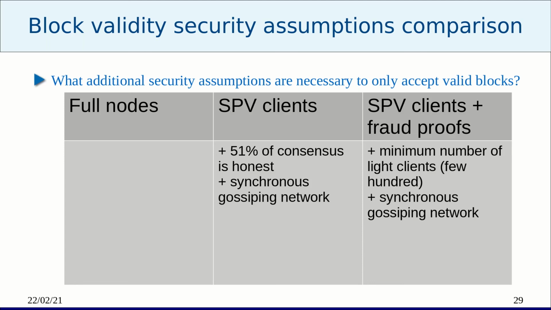Now, if we introduce fraud proofs into the mix and allow light clients to use fraud proofs, then what that effectively does is replace this honest majority assumption for state validity with a much weaker honest minority assumption, an assumption where you need a minimum number of light clients making enough sample requests such that they can collectively reconstruct the entire block.